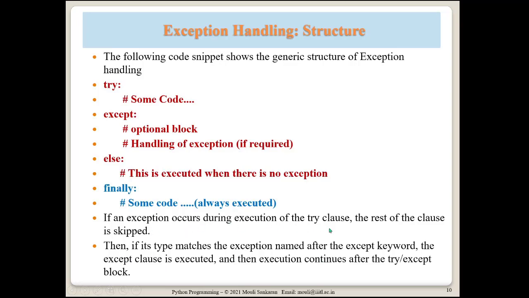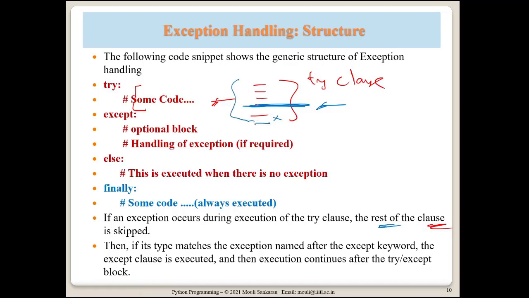If an exception occurs during the execution of the try clause, the rest of the clause is skipped. Okay, clause is skipped. Please, clause. I may pronounce it wrongly. If an exception occurs during the execution of a try clause, the rest of the clause is skipped. Rest of the clause means this itself is considered to be a clause. Multiple statements. This is a try clause. And then the exception happened when you executed this instruction. This will not be executed. That's what I mean by rest of the clause. Even if you have something else in the try clause, everything inside will not be executed.